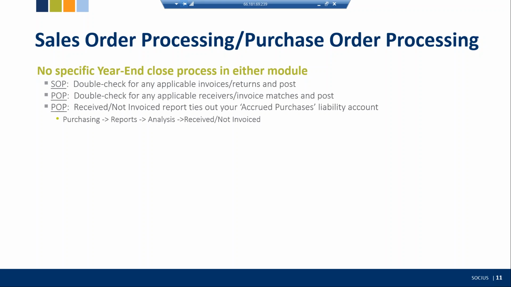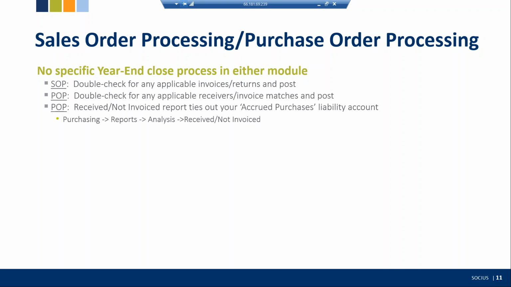And therefore, to get an accurate close, you want to make sure that you double check for any applicable invoices or returns and make sure that those are posted so that they flow through into your receivables module, because it does have a formal closing process and those numbers will be included.